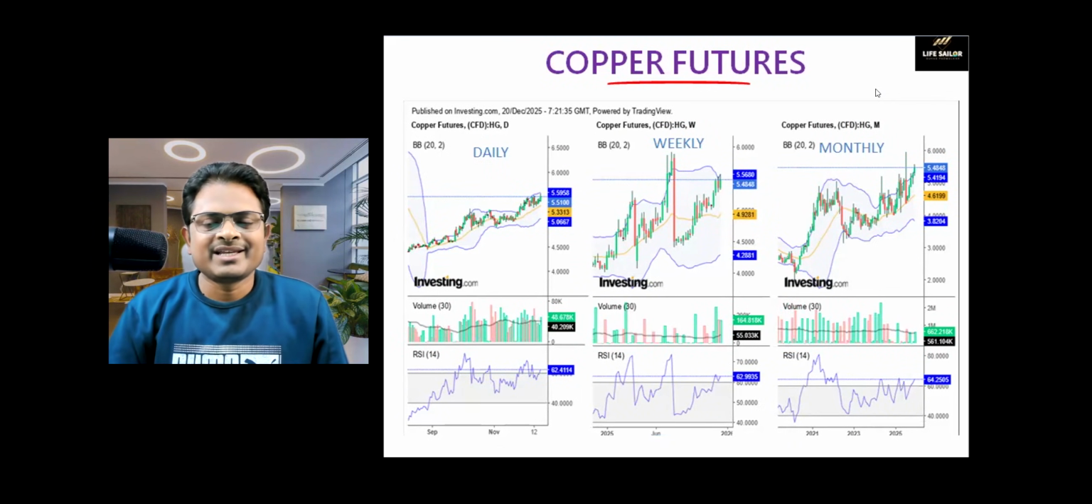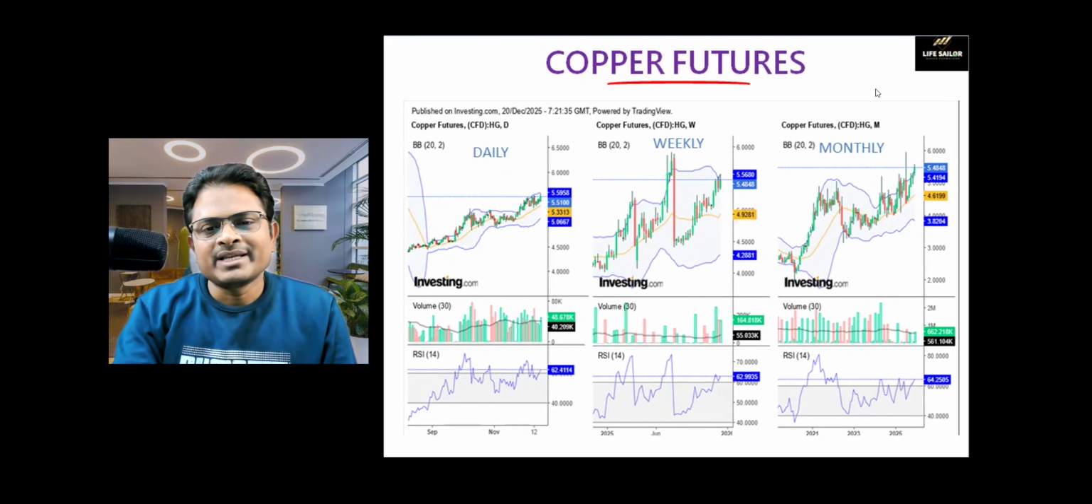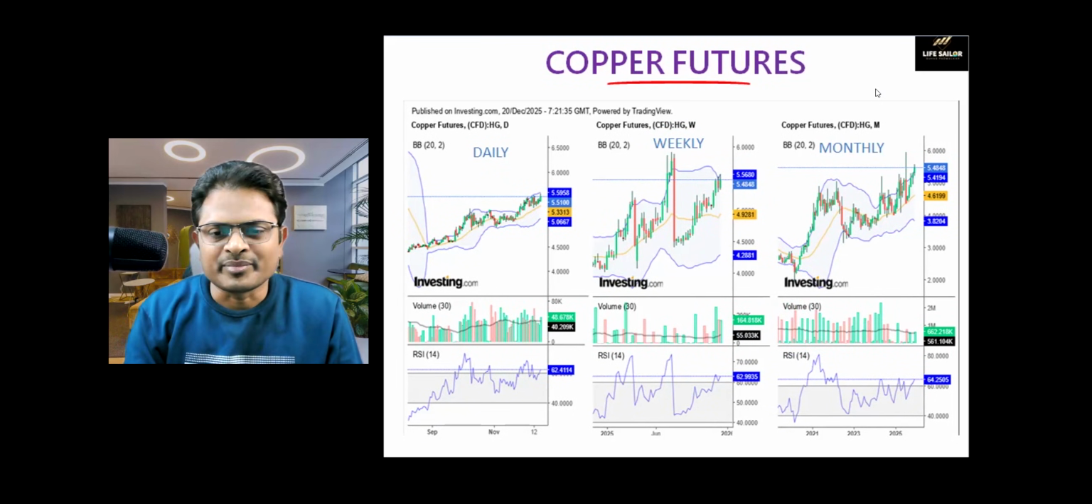But copper normally we will not witness rally like gold or silver because copper is most of the industry needs copper, and whenever such rally happens in copper there will be regulatory bodies will step into and they will try to balance the price. So copper we will not see the rally like gold and silver.